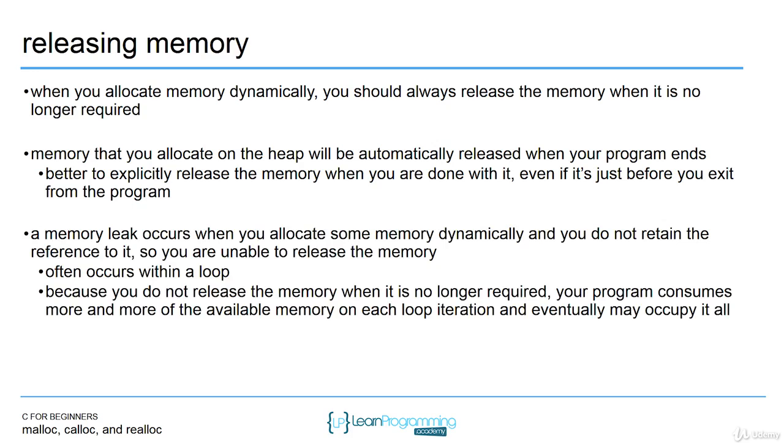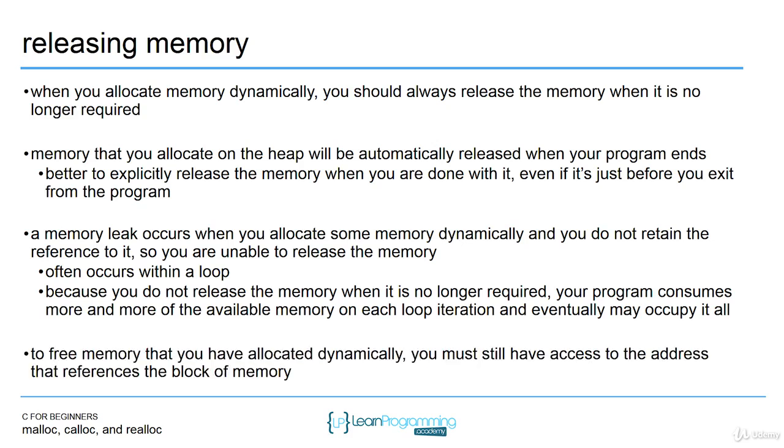A memory leak occurs when you allocate some memory dynamically and you do not retain the reference, so you're unable to release it. Maybe you're out of scope for that reference. You don't release it. That's called a memory leak. There's memory allocated, but it's no longer being used. This often occurs when you're allocating memory in a loop. You allocate this memory, you use it inside the loop, and then you jump out of the loop and you no longer release it. Each loop iteration is allocating it.